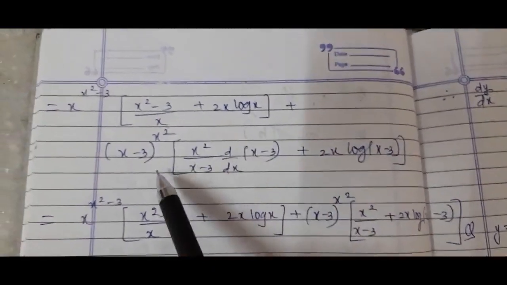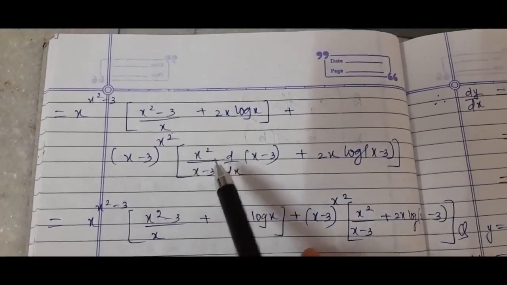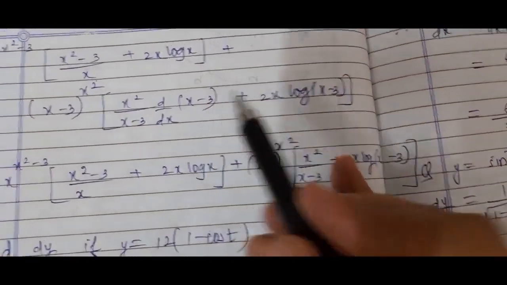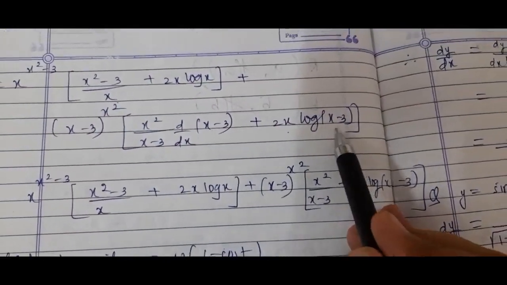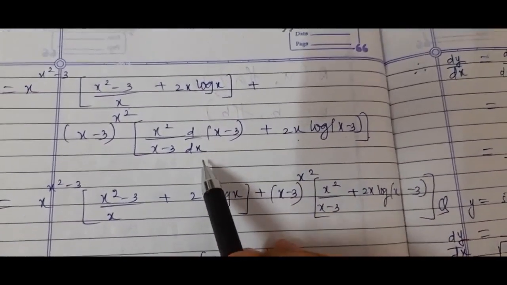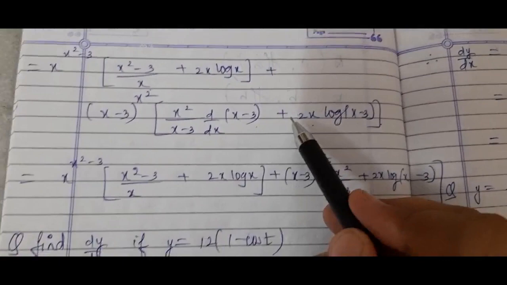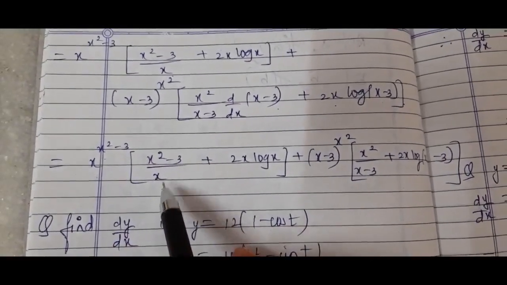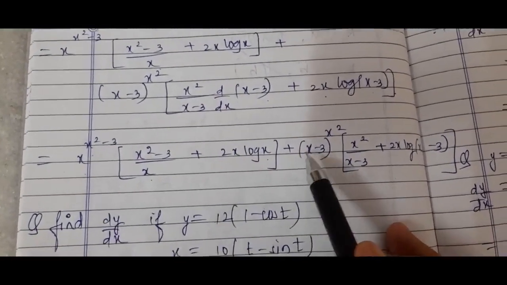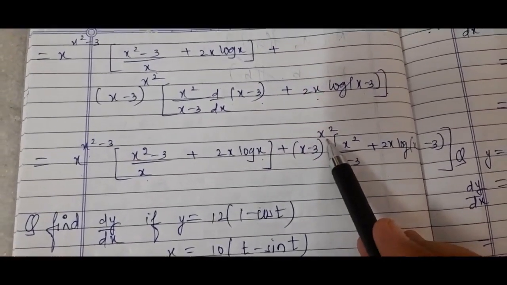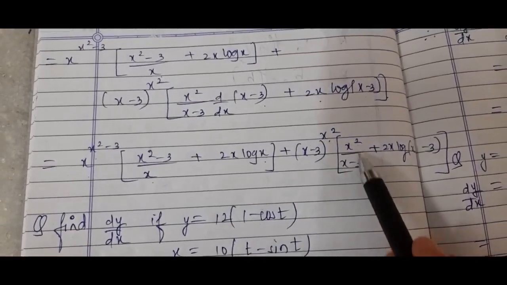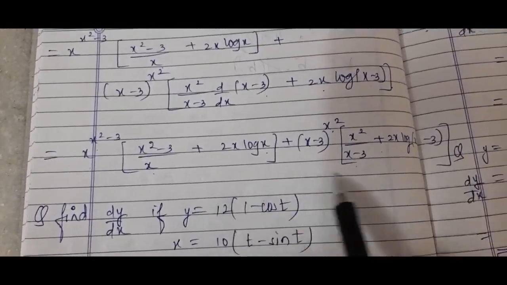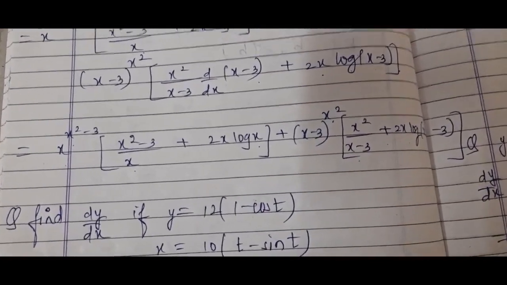we get x raised to x square minus 3 into x square minus 3 by x plus 2x into log x plus x minus 3 raised to x square into x square upon x minus 3 into d by dx of x minus 3 plus 2x into log of x minus 3. d by dx of x minus 3 gives 1. So we get x raised to x square minus 3 into x square minus 3 by x plus 2x into log x plus x minus 3 raised to x square into x square upon x minus 3 into 1 plus 2x into log of x minus 3. So this is our final answer for question number 11.